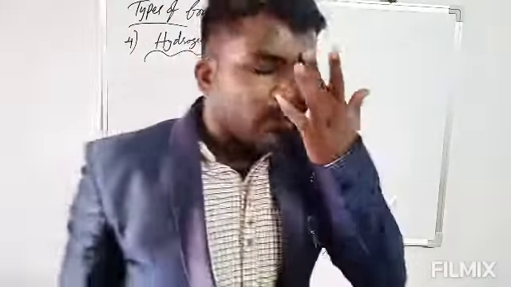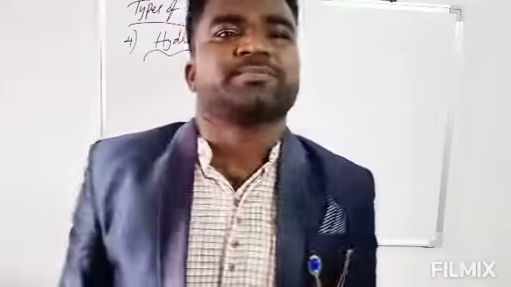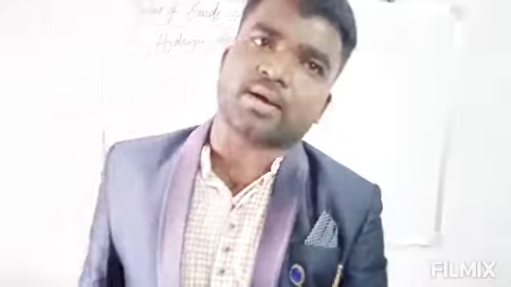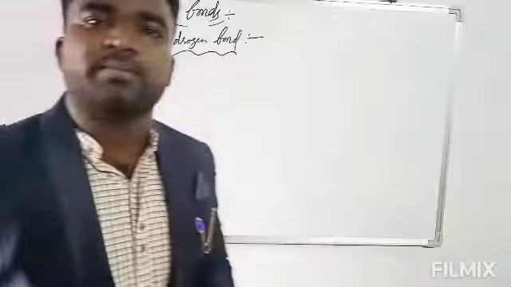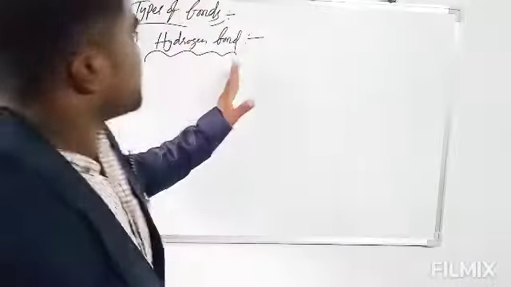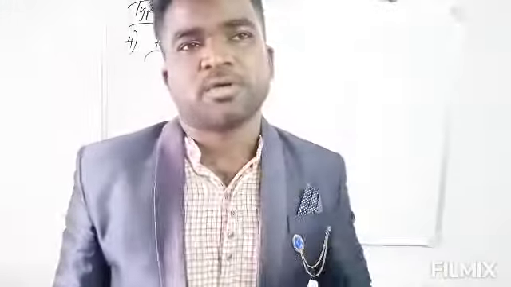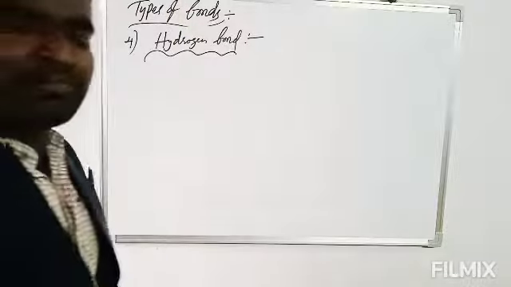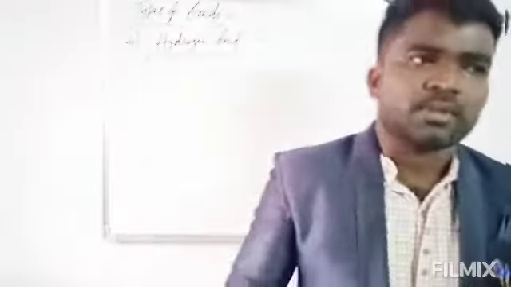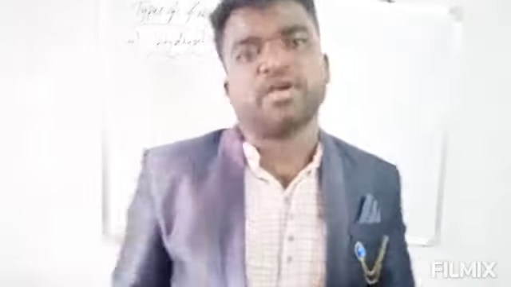This bond is weaker than the covalent bond and stronger than van der Waals bonds. The strength of this bond lies between the van der Waals bond and the covalent bond. What a van der Waals bond is we will discuss in the next topic. So what is a hydrogen bond? This hydrogen bond forms between different molecules.